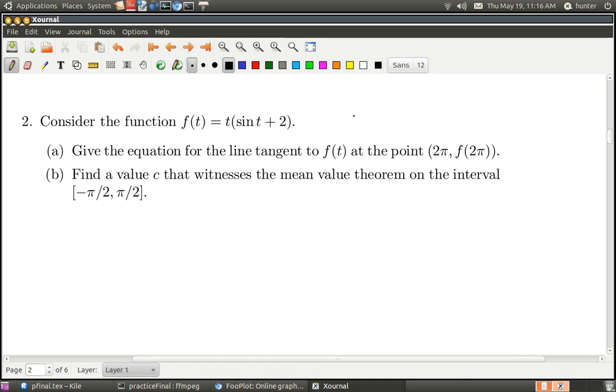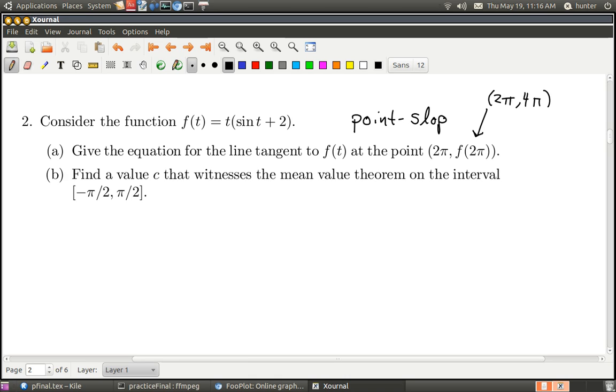So very easy, because we just use the point-slope form of a line, right? We're going to have some point, which is this point. I can easily figure out what numbers these are. In fact, if I plug in 2 pi into this, what am I going to get? Sine of 2 pi is 0, so I'm going to get 2 pi times 2, which is 4 pi. So there's just going to be a point in the plane, 2 pi, 4 pi.